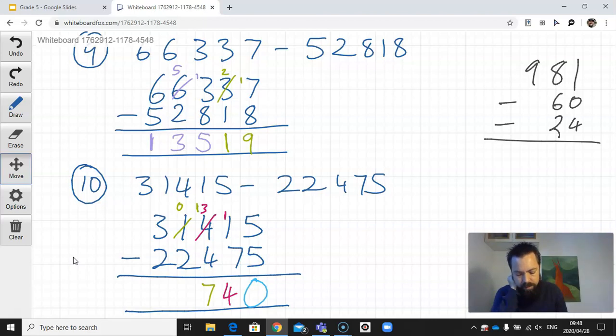0 minus 2 we can't do, so we're going to borrow. 10 minus 2 we can do is 8. And finally, 2 minus 2 is nothing. You can put it there, but all it's saying is that you have no 10,000s, and so it doesn't really mean anything. So I choose to leave it out.